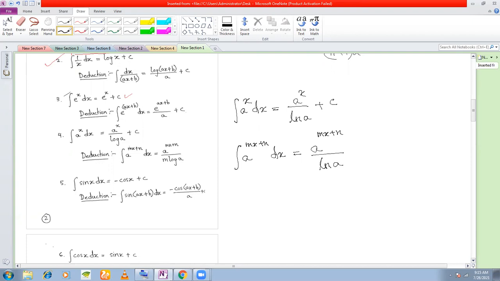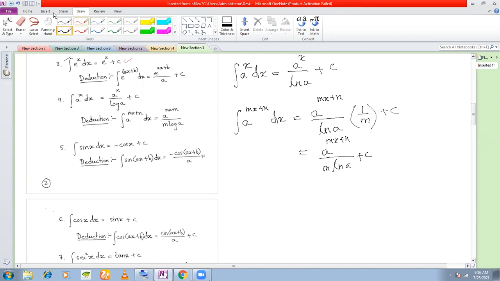But because my power is, instead of x, a linear polynomial, I will have to divide by the derivative of mx plus n. What is the derivative of mx plus n? It is m. So I will have to divide by m, plus c. So your answer here is a to the power of mx plus n divided by m ln a, plus c. Remember this. This is a very important rule. For all the formulas, this will work.